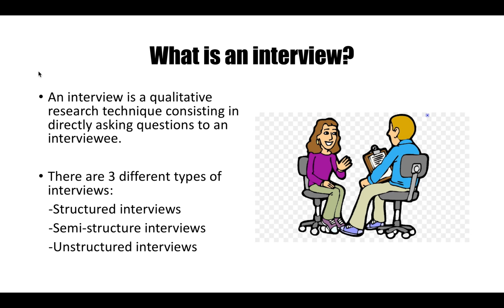As you can see in the slide, there are three different types of interviews. Structured interviews, where the social scientist asks all participants the same questions. Semi-structured interviews, where the social scientist has a set of predetermined questions, but can add some in order to develop or clarify some points. And unstructured interviews. For this type of interview, there is no question prepared in advance, and the interview is more informal.